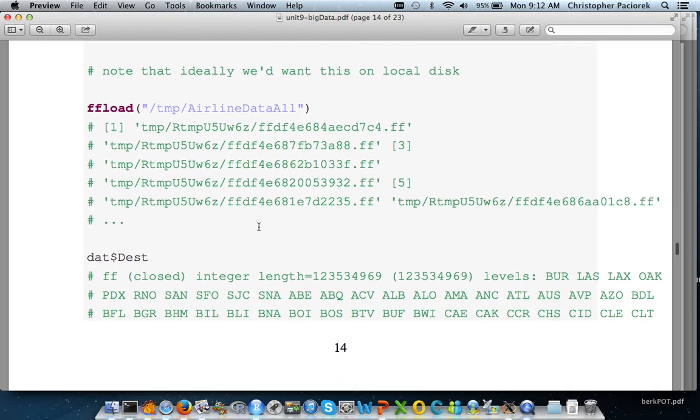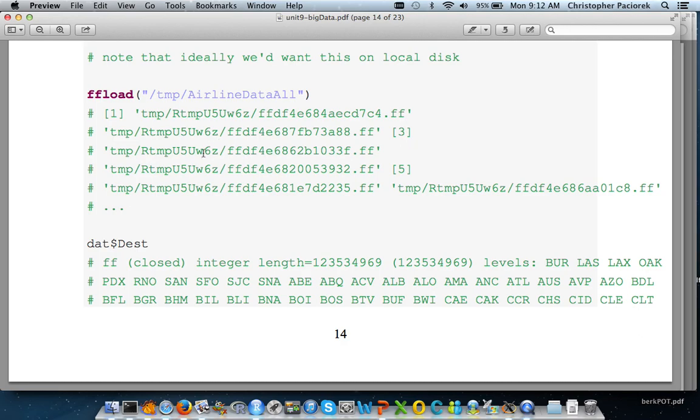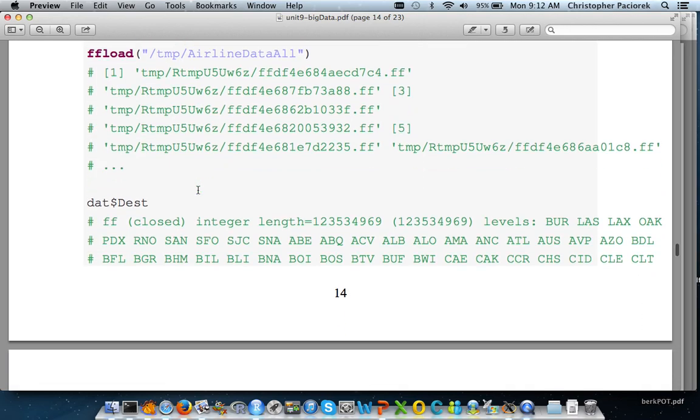Okay, so I did the ffload. It gives me a little bit of information about where some temporary files are being stored, so it's good to be aware of where those are and make sure there's enough disk space wherever it is that that's being stored. For some reason it's leaving off the slash here, but I'm pretty sure this is /temp.